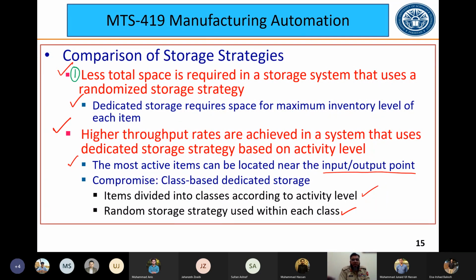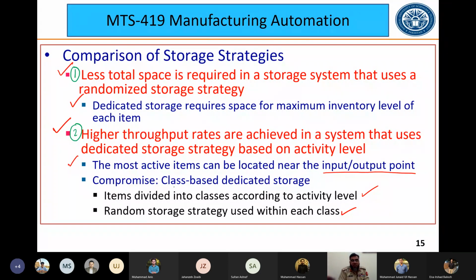Second क्या है? Higher throughput rates are achieved in a system that uses dedicated storage strategy based on activity level. We have talked about it earlier, that since we know that where our item is placed, so we will go into that and then we will keep the maximum activity level closer to the SR machine, so more transactions are carried out into that area where we have an item which has a higher activity level. So the most active item can be located near input and output point, which is SR machine.